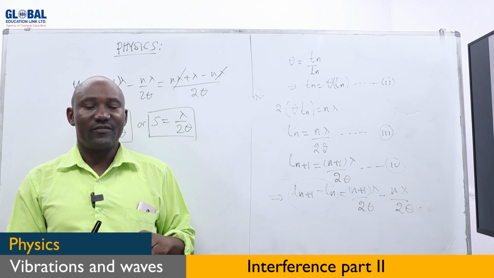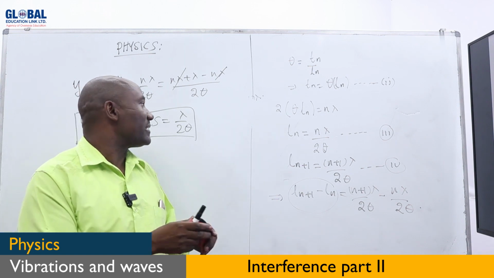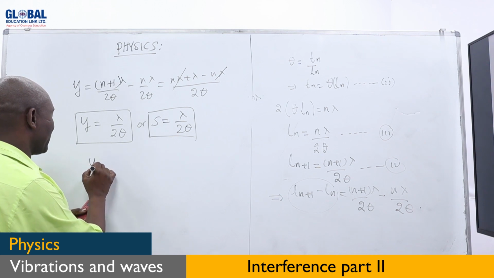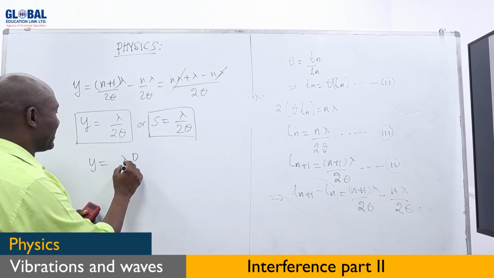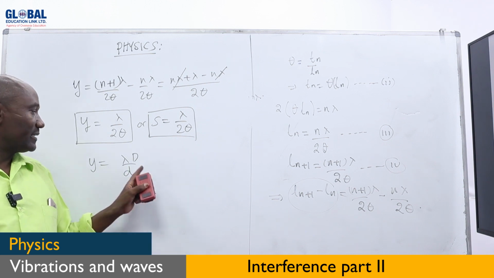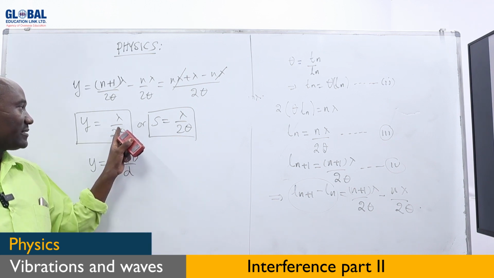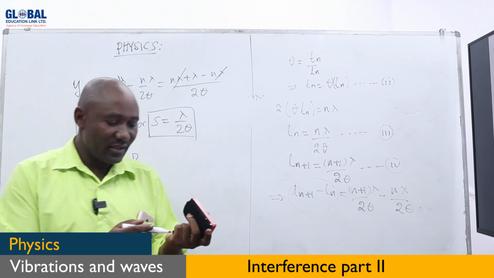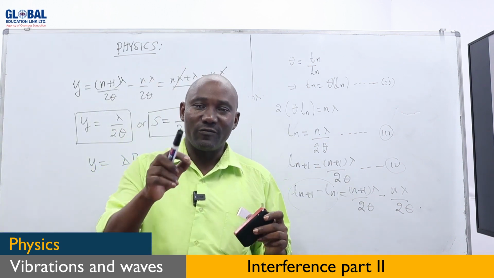If you're using Young's double slit experiment, the formula is different. The formula will be y equals lambda D over small d, which depends on the wavelength and D; these are the parameters. But for the air wedge, it depends on the wavelength and the angle of the wedge.